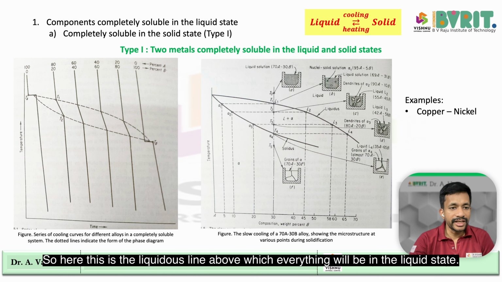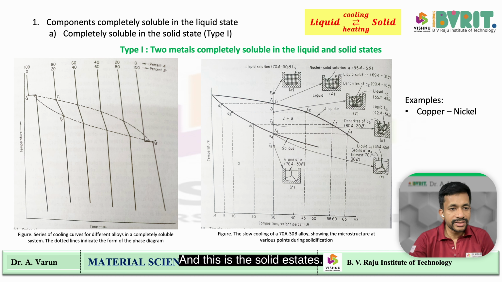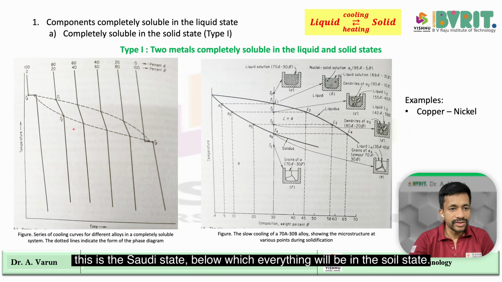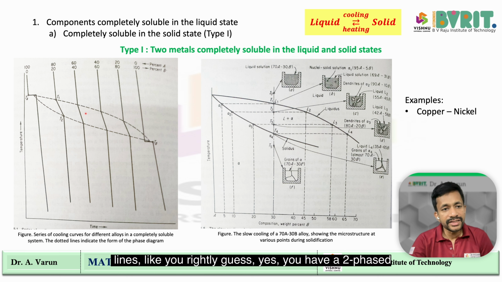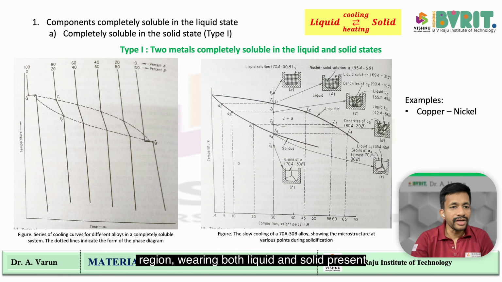Here, this is the liquidus line, above which everything will be in the liquid state, and this is the solidus line, below which everything will be in the solid state. You must be wondering what will be in between these two lines. As you rightly guessed, yes, you have a two-phase region wherein both liquid and solid are present.